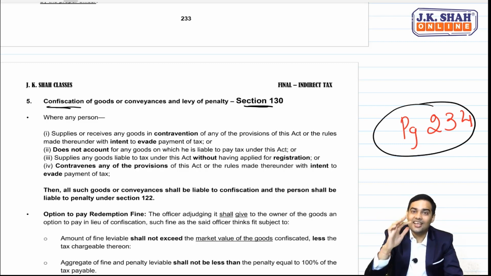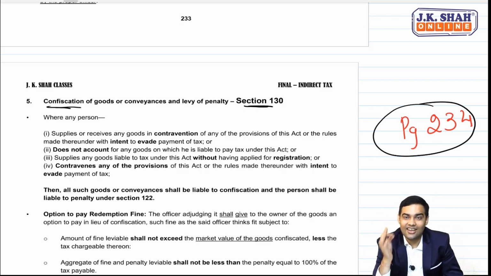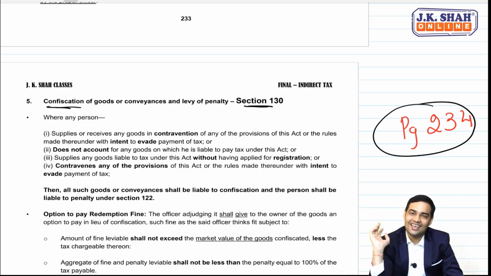130 can take place in many other cases wherever there was an intention to evade tax. And the second difference is 129 is only during transit, but 130 can apply if a person has not taken registration when he was liable to register, or he has contravened any provision with an intent to evade tax, or does not account for the goods which he has. Say suppose, this is a very common thing, he has stock worth 15 lakh but in books 7 lakh. Sir, this happens normally. It's a case of confiscation, people. Is it, sir? Let's see.